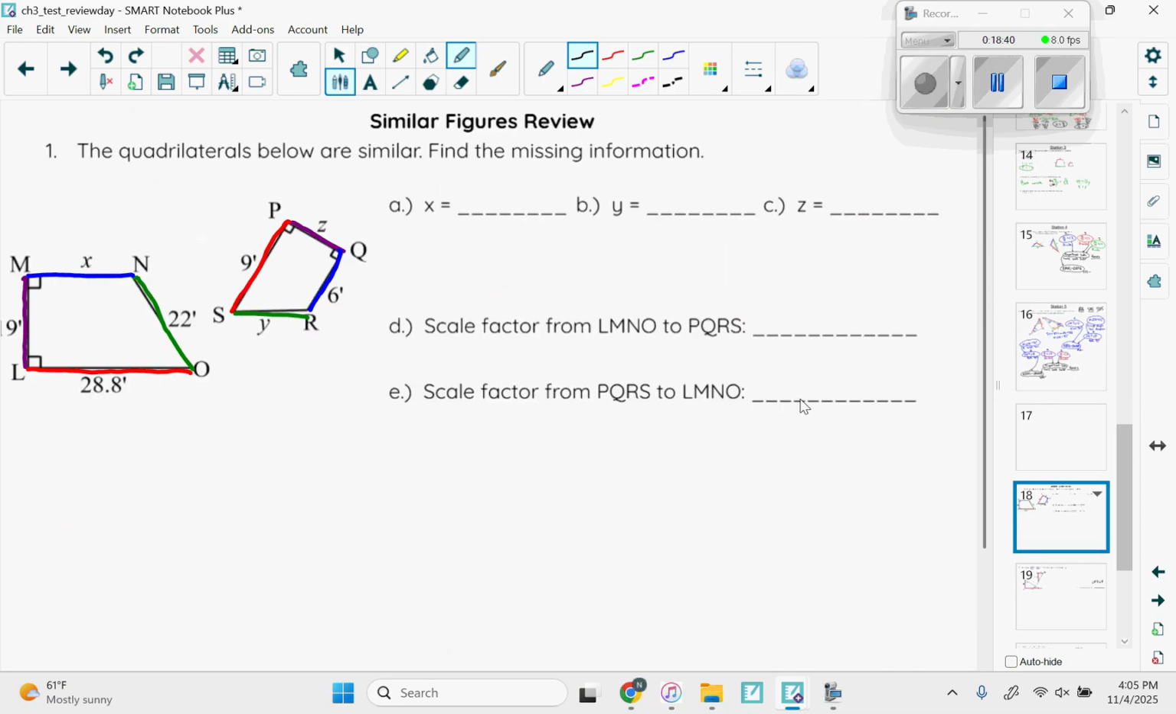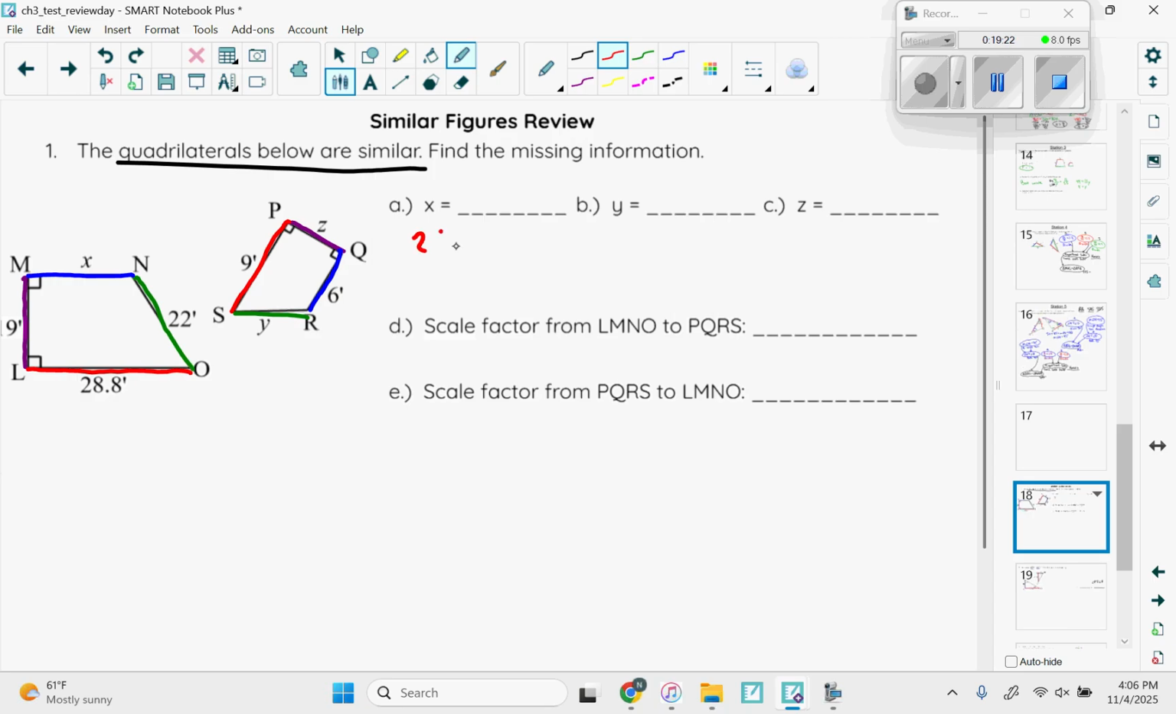Similar figures review. Here we go. The quadrilaterals are similar, which means we can set up proportions to solve for our missing x, y, and z. You can see I already colored in the corresponding parts. And so I want to use those corresponding parts to make my ratios. I notice that my corresponding red parts, 28.8 and 9, that ratio is given to us. So I'm going to use that ratio in all of my proportions.